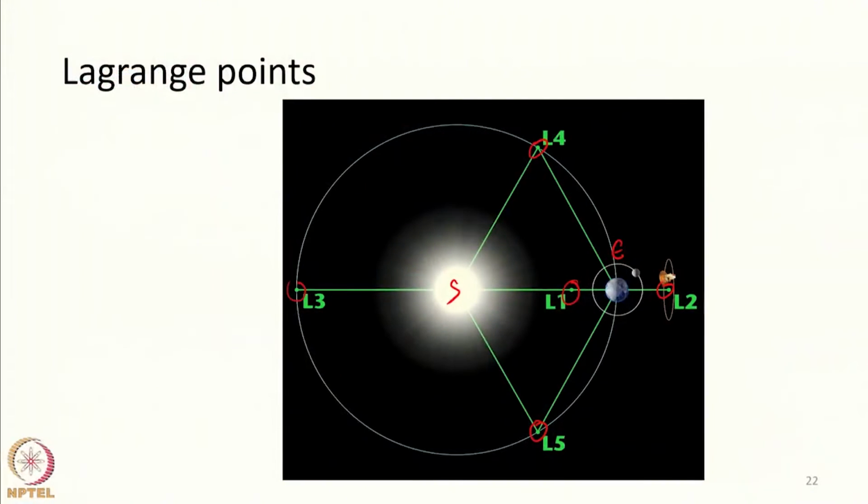Of these, the 3 Lagrange points L1, L2, L3 are located along the line joining the Sun and the Earth. L1 is between the Sun and the Earth, L2 is beyond the Earth, and L3 is beyond the Sun. L4 and L5 are at the vertices of an equilateral triangle. One vertex is the Sun, one vertex is the Earth, and the other vertex is the L4 point. Similarly, for L5, one vertex is the Sun, one is the Earth, and another is the L5 point.